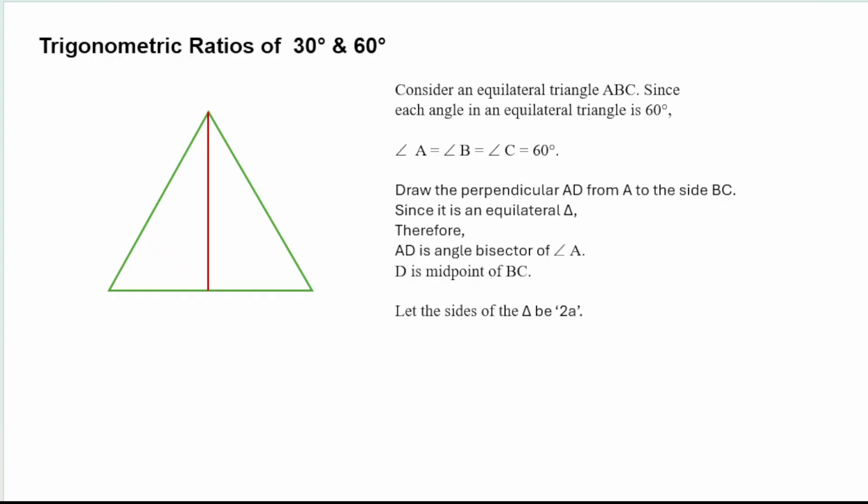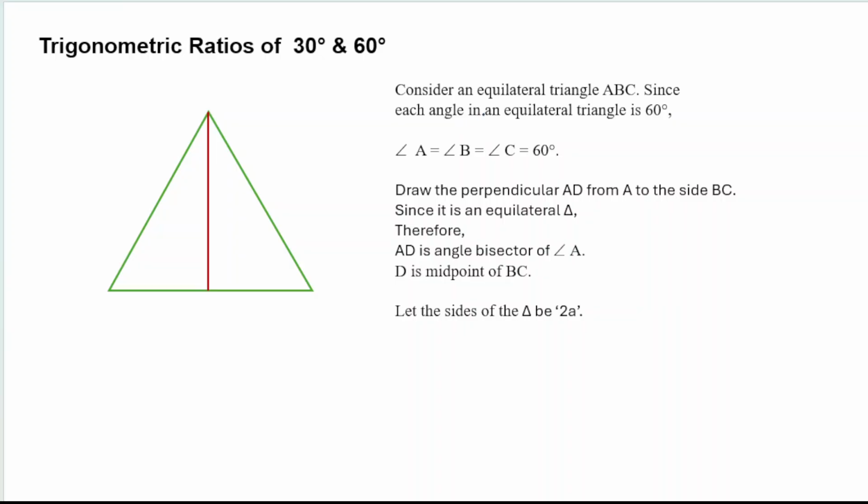For calculating the trigonometric ratios at 30 degree and 60 degree, we follow a specific algorithm. In this algorithm, we consider an equilateral triangle ABC. So this is an equilateral triangle ABC with each side of the triangle being 2A. So each side is 2A. So AB is equal to BC is equal to AC, and it is equal to 2A.